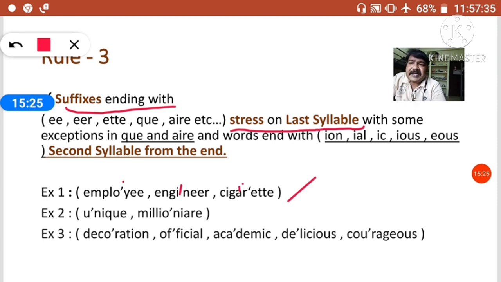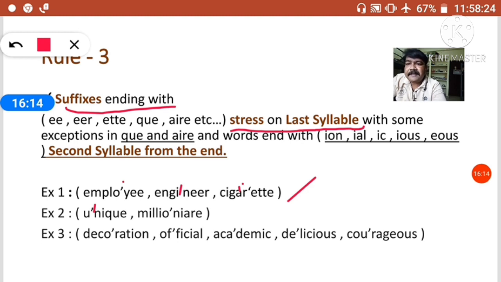Now let us move to the second example: unique. Unique is a disyllabic word. Where did I keep the stress mark? Here, before ni. Here we have to understand that we keep the stress mark at the last syllable.